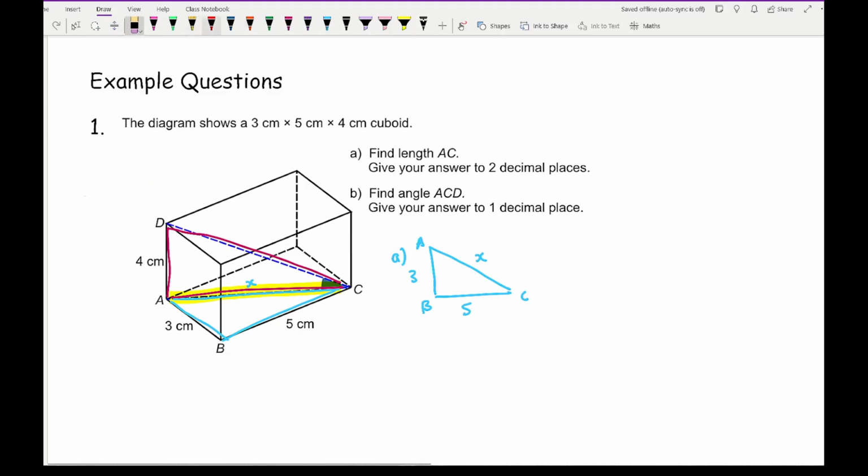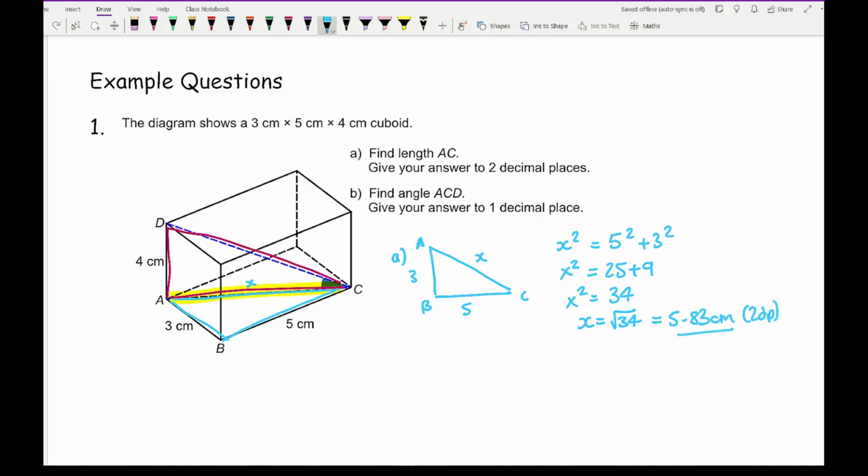So going back to what I can do, which is using this triangle here. What I've got is that x squared equals 5 squared plus 3 squared. Working that out, I've got 25 plus 9 equals x squared. So x squared equals 34. So x equals the square root of 34, which on the calculator, if it was a calculator question, which we'll just assume that it is, gives me an answer of 5.83, to 2 decimal places.